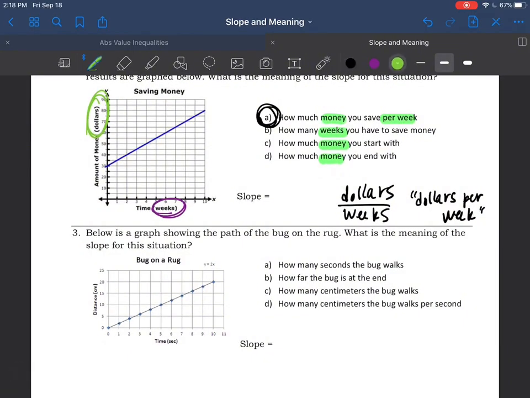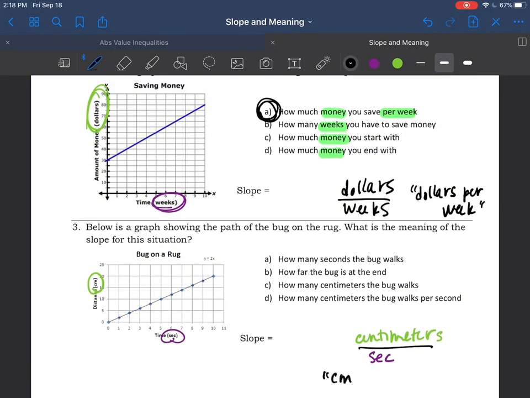This bug on a rug example, not even reading what it's talking about, it's talking about centimeters. Oop, don't want to do that. Centimeters, seconds. So centimeters would be our change in Y. Seconds would be our change in X. So we're looking for a choice that says centimeters per second. Seconds. How far? How many centimeters? Centimeters per second. So choice D.